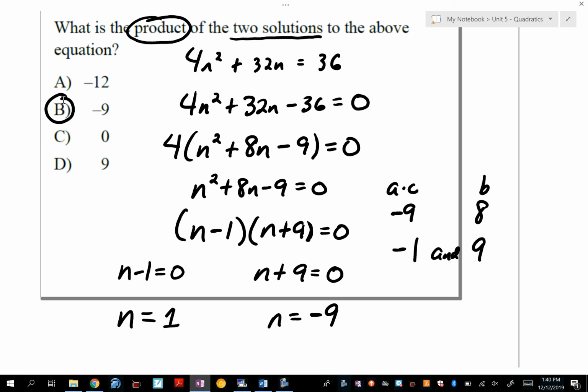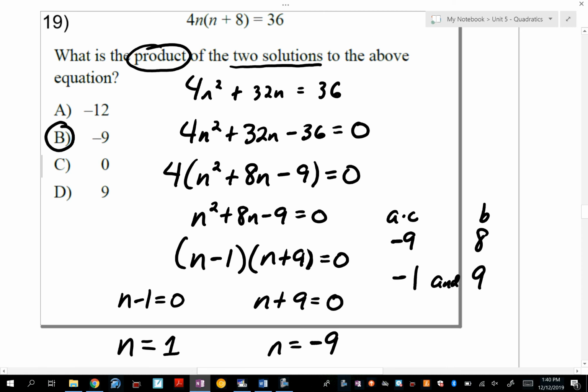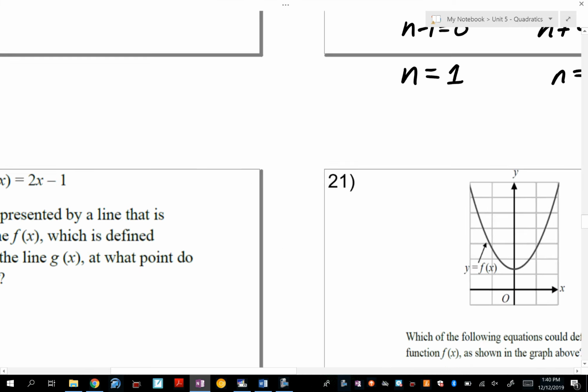Questions on 19? Okay. Let's keep going. Don't worry, I'm going to post this very soon. So if you don't have it written down, it'll be on Classroom. You can take a look.